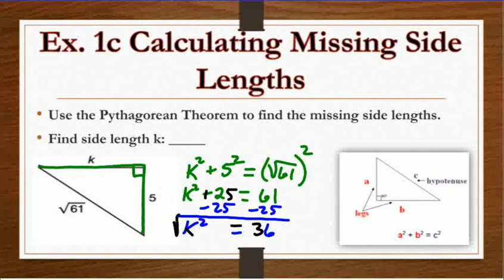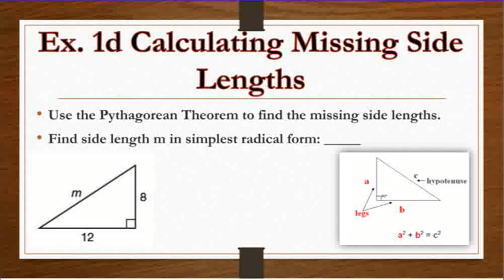Undo a square by finding the square root. The square root of K squared is K. Find the square root of 36, that would be 6. Now you could have a negative root there, but because we're dealing with lengths, we use only the positive. So this would be a positive 6.